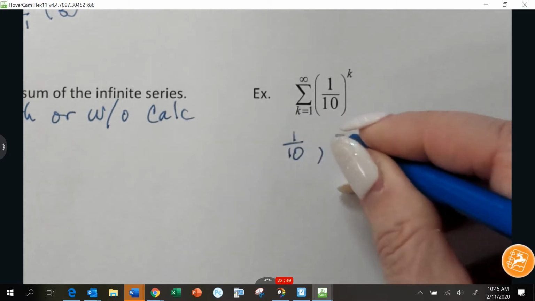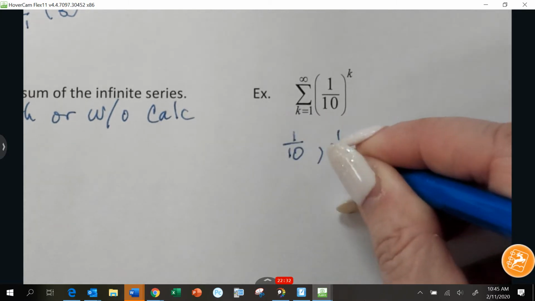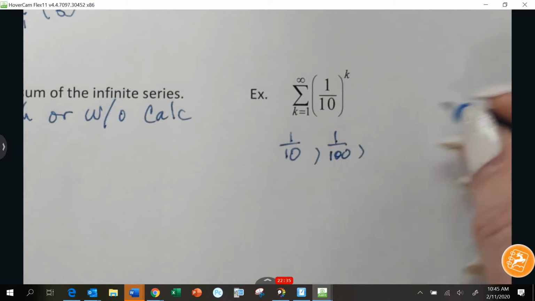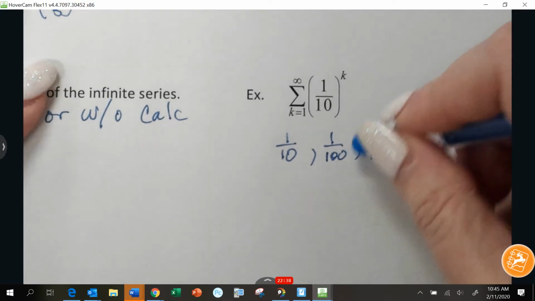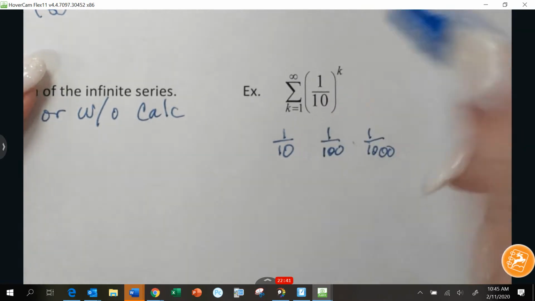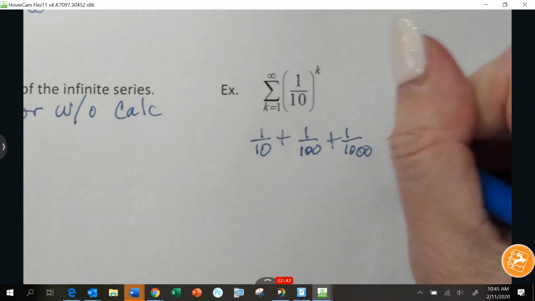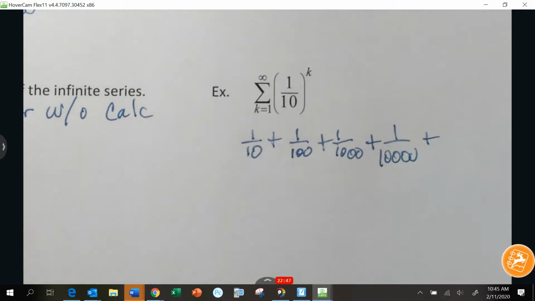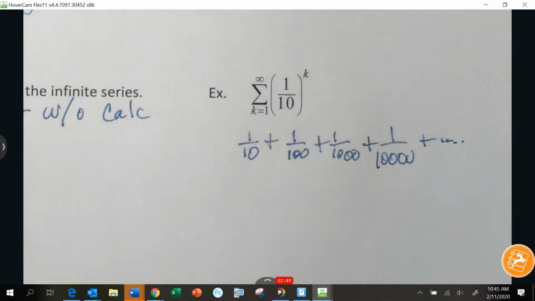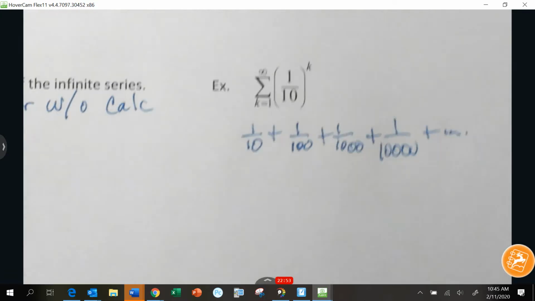If I plug in 2, I would get 1/100th. If I plug in 3, I would get 1/1,000th. And actually, these aren't commas. We're adding them, right? If I plug in 4, I'm going to get 1/10,000. And so on, right? Forever. I'm going to change those into decimals.